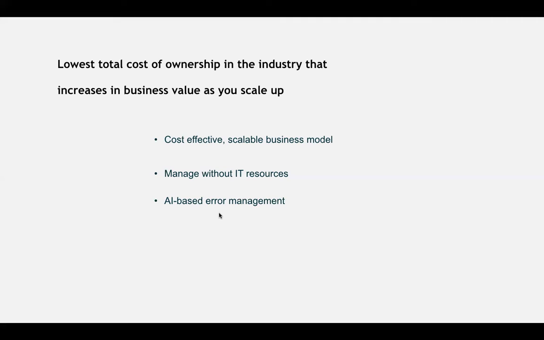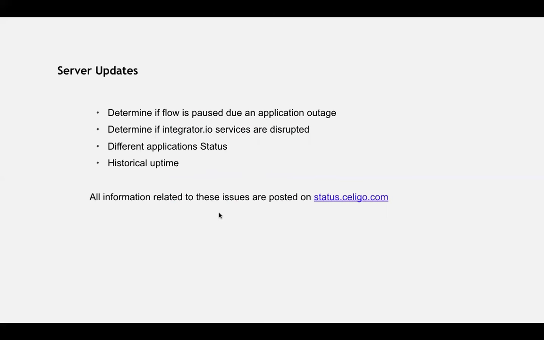Then, with the help of artificial intelligence and machine learning, the time taken to manage errors is reduced by nearly 20%. Right? Then, server updates. In the server updates, you can know the flows that are paused due to application outage, determine which integration services are affected, and the application status and historical uptime are all shown in the server updates. All this information will be posted at status.celigo.com, right?